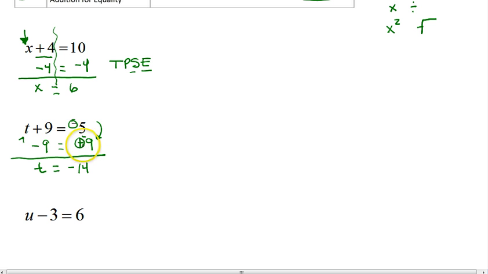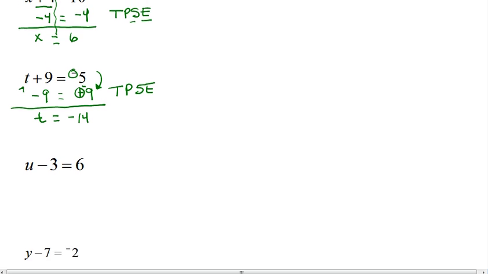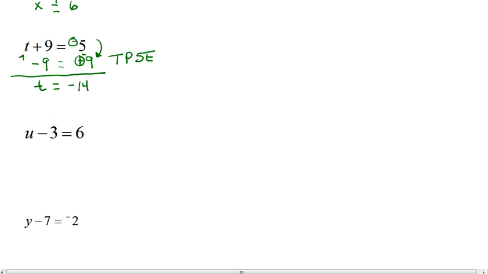Which principle did I use? Well, I used subtraction, so that's the transformation principle of subtraction for equality. I use subtraction to undo the addition. Alright, let's do some that have subtraction. U minus 3 equals 6. Right, what's happening to my variable? I'm subtracting 3. What's the inverse of subtraction? Addition. So I'm going to add 3 to both sides of my equal sign.